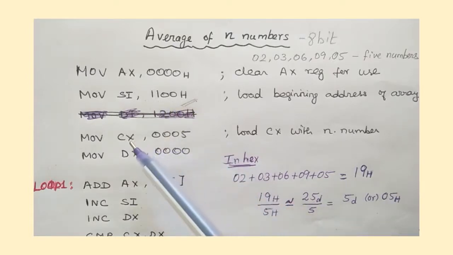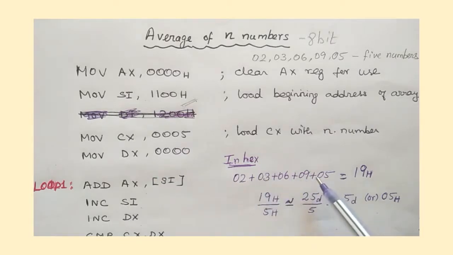The third register I am using is the CX register, that is for counting. So I have to count 5 times. The given number is 5, hence I go for counting 5 times.